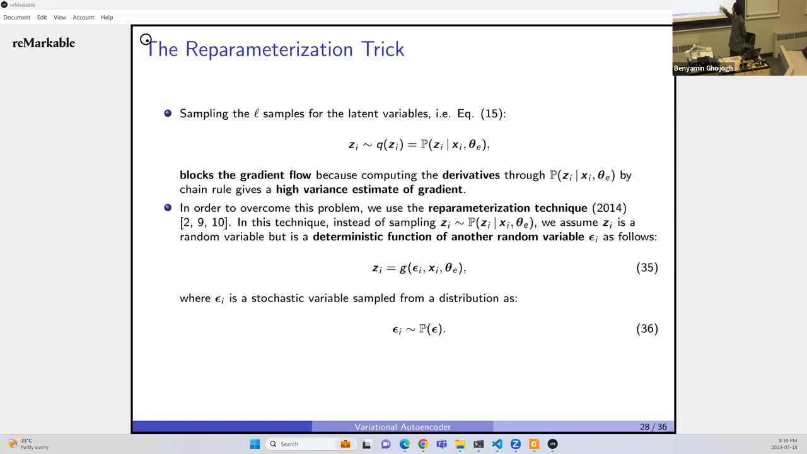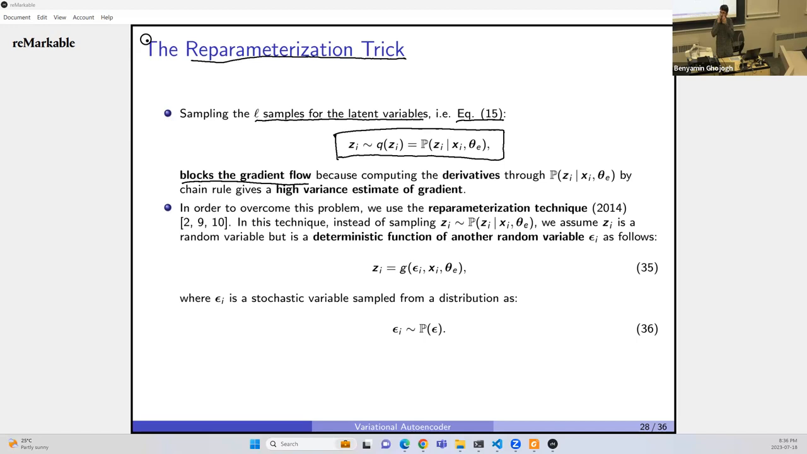Now in this slide, an important technique in probabilistic machine learning is introduced: the reparameterization trick, if I can pronounce it correctly. Okay, so what do we do? Sampling the L samples from the latent variables, equation 15, has a big problem for backpropagation. What is that? It blocks the gradient flow. In backpropagation, you need the chain rule of operations, the chain rule of activation functions. How can you have the probability of sampling in the chain rule?